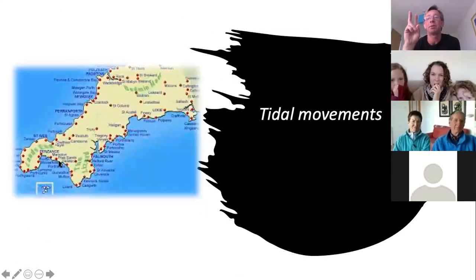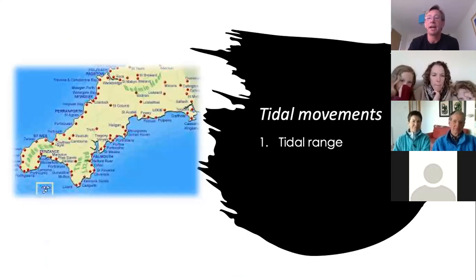There's two main ways of thinking about the tide, or two main tidal movements that we need to be aware of. One is tidal range, and the other is tidal flow.